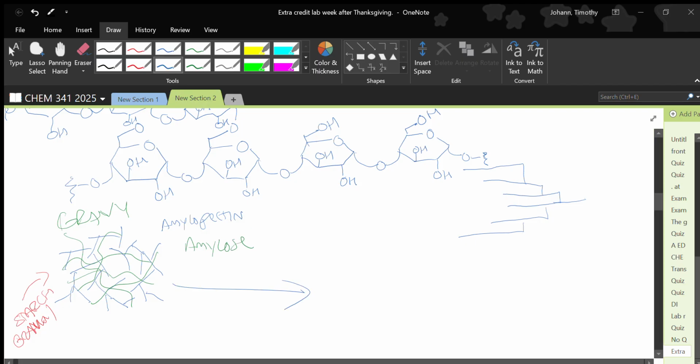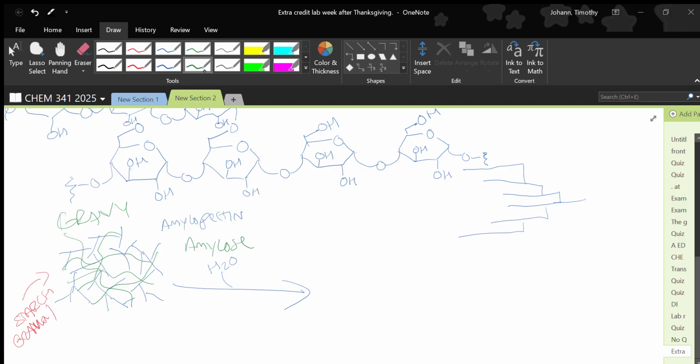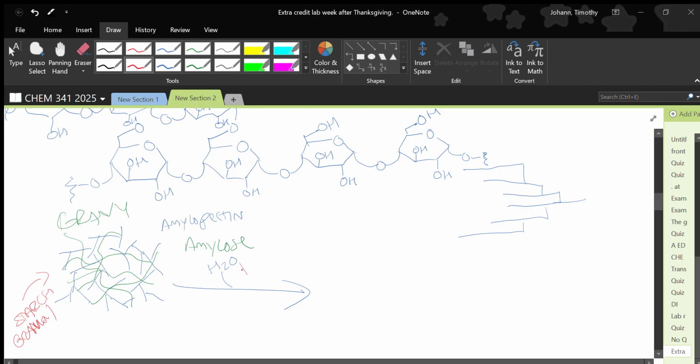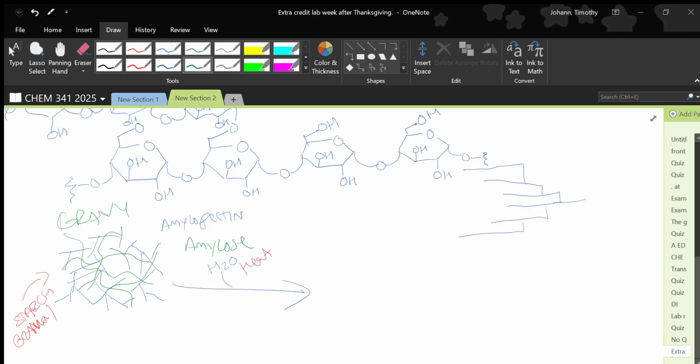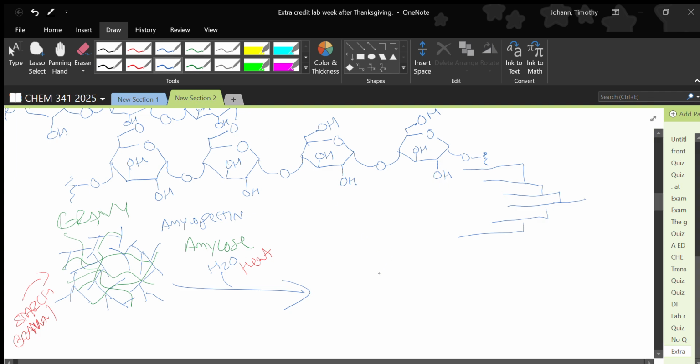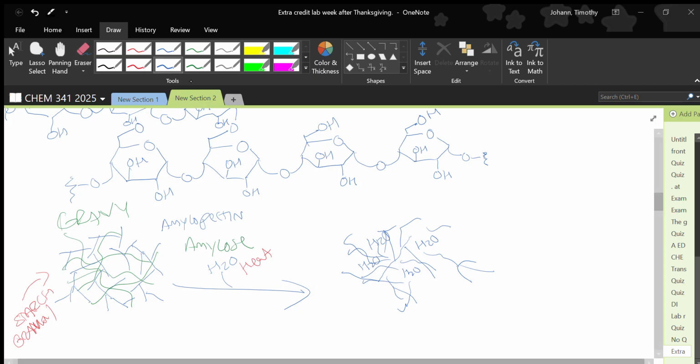All right, and what you do is you add water to this. I mean, you add fat to get them all separated so that the water can get at them. And you add water and heat, and these separate out. And so what happens is your amylose particles get separated, and they get some water in them, and they swell up. So let's say swells with water.